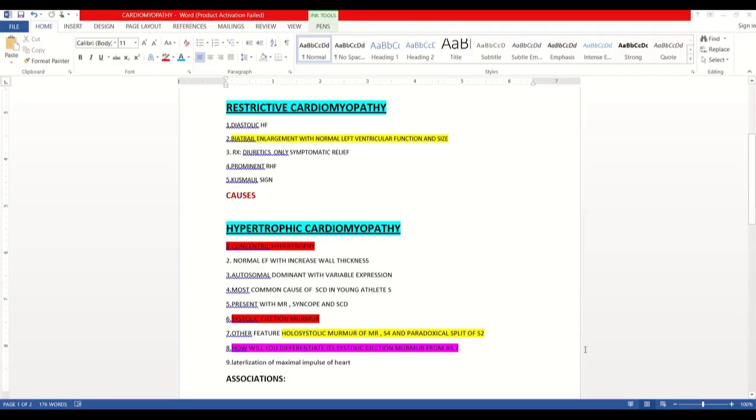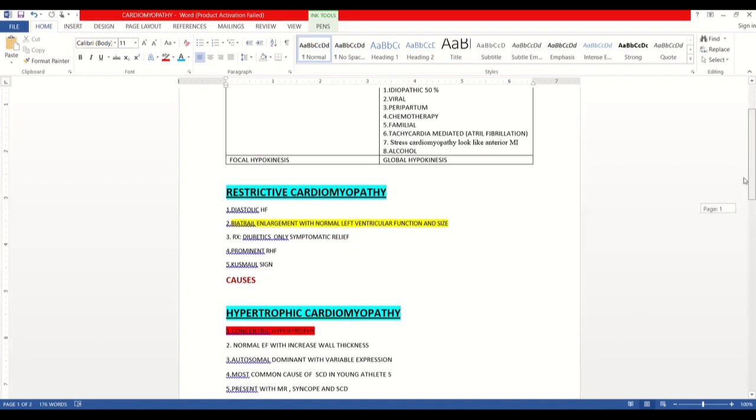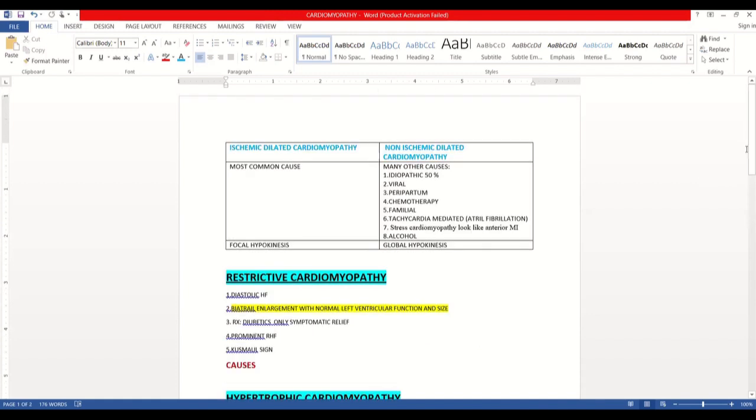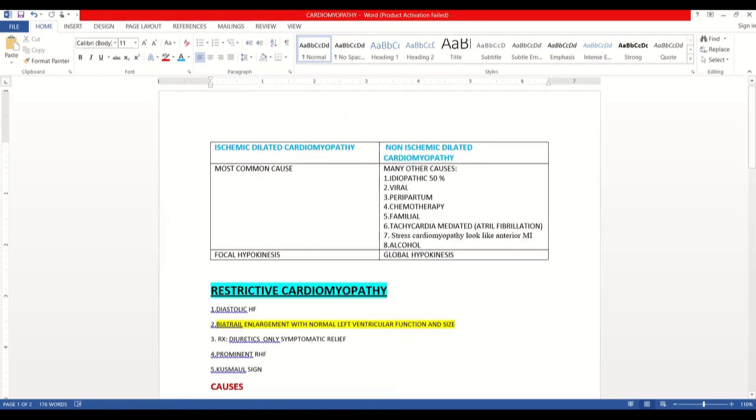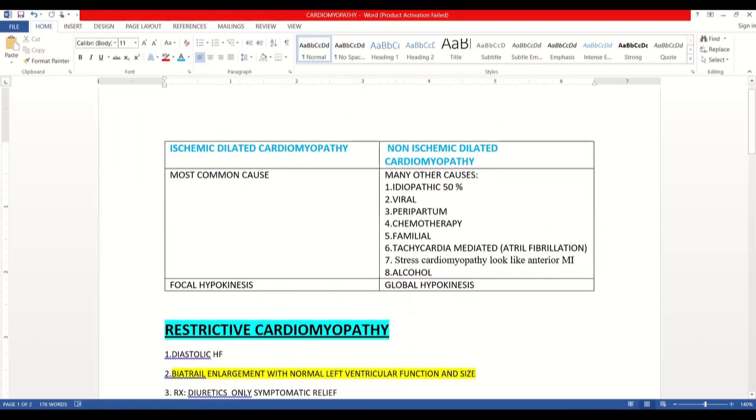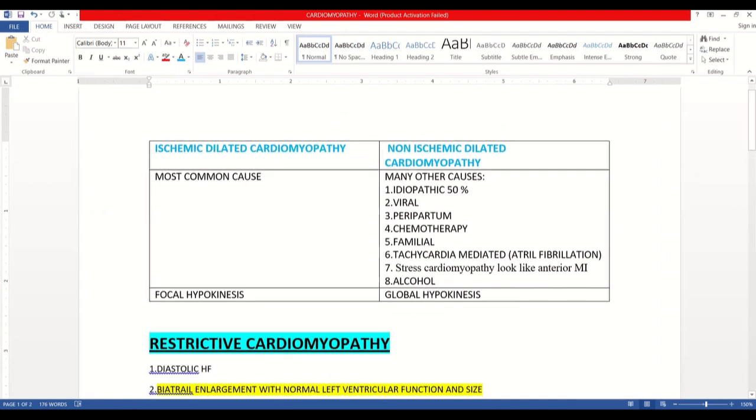Okay, so these are my notes that I made for you. These are some high yield stuff related to cardiomyopathy. I hope my screen is visible. Yes. Okay, so the dilated cardiomyopathy causes are divided into two types: ischemic.